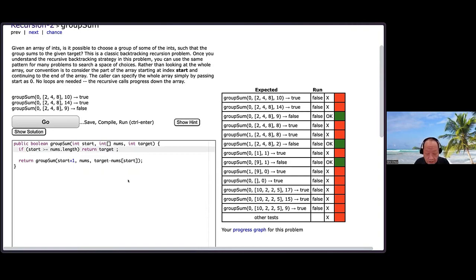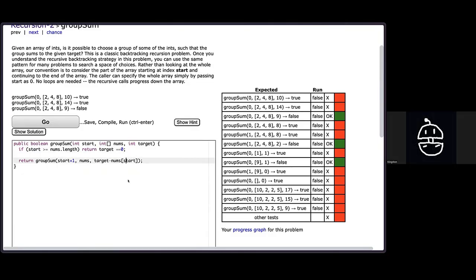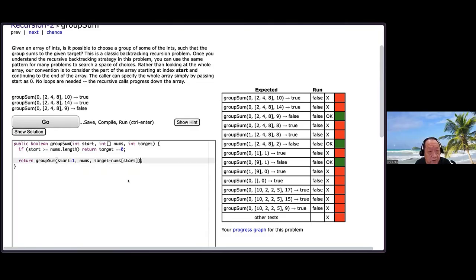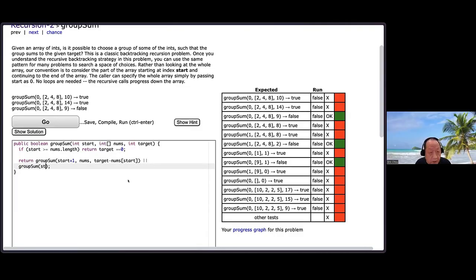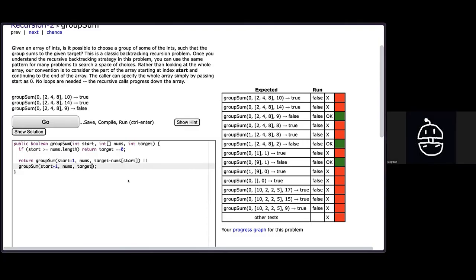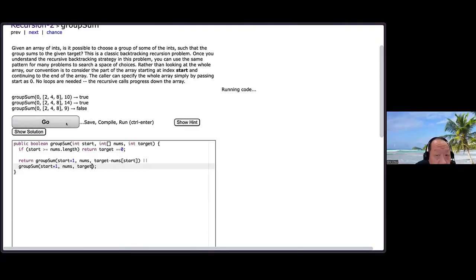target equals 0. Okay. So you minus that and you continue to do it because you consider it's included. Then this one you will or what? Or start plus one, nums and target, because it's not included. So you do target. Okay, that's it.